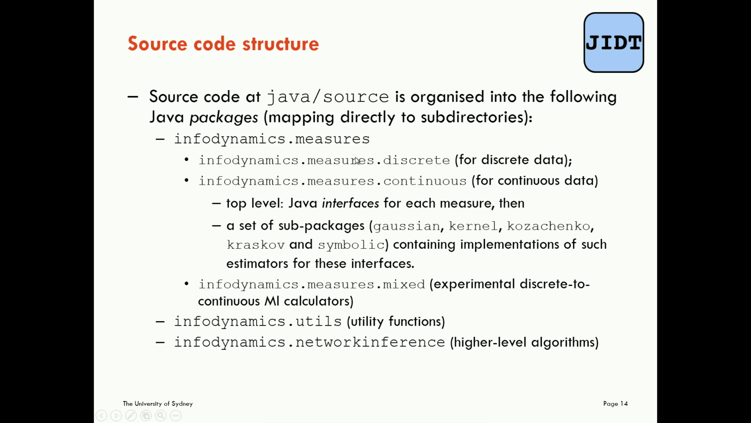And we split the classes into estimators for discrete data and estimators for continuous data. And then we split packages again under continuous for different estimator types. So if you're looking for a particular kind of estimator, that's where you're going to find it. We also have mixed estimator types for discrete to continuous mutual information calculators and so on. As I say, I don't want to go through that in too much detail.